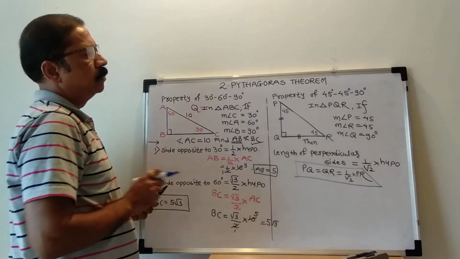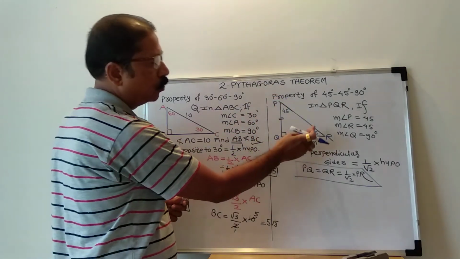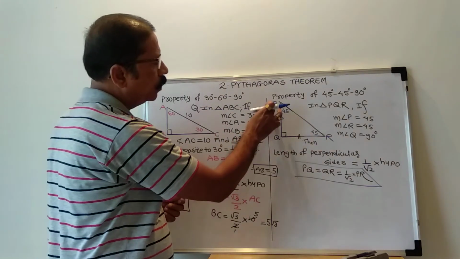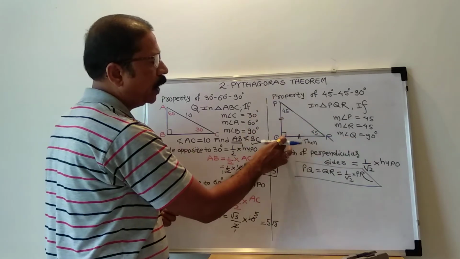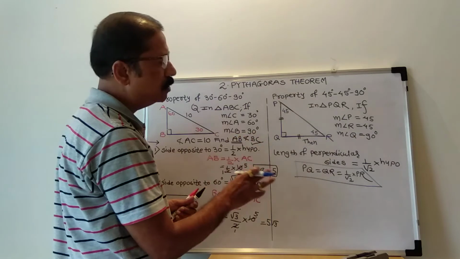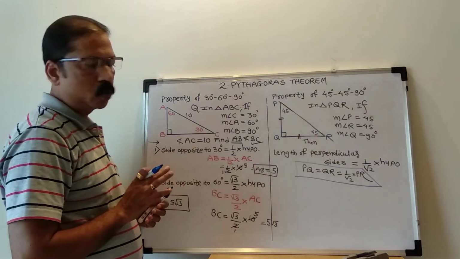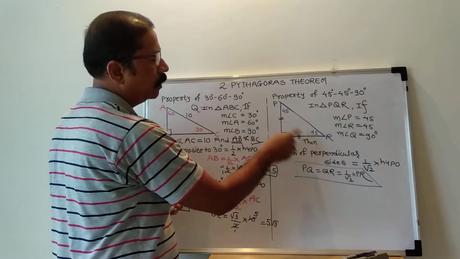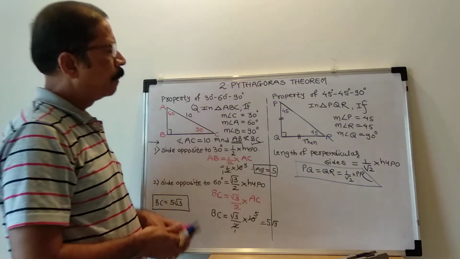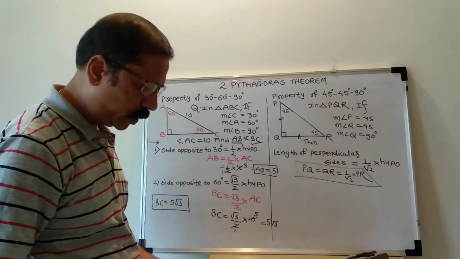Again I will repeat. In any right angle triangle, if the acute angles are 45 and 45 degree, then the length of perpendicular sides, meaning PQ and QR, is 1 upon root 2 times the hypotenuse. So if the hypotenuse is given, you can find the length of perpendicular sides. Or in another way, if any one side is given, the hypotenuse can be calculated.